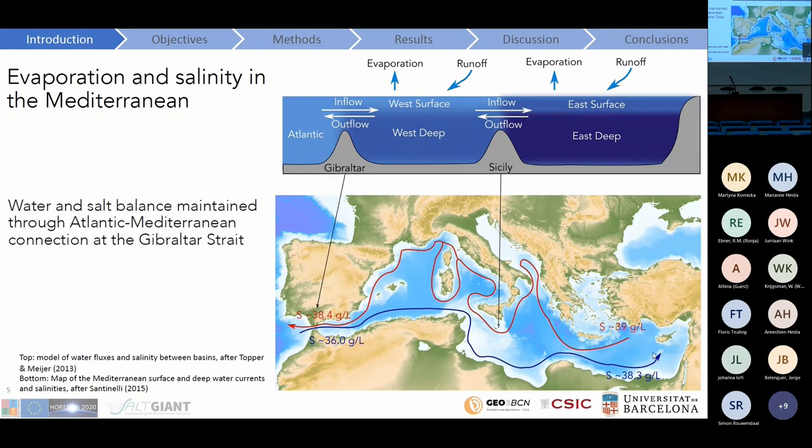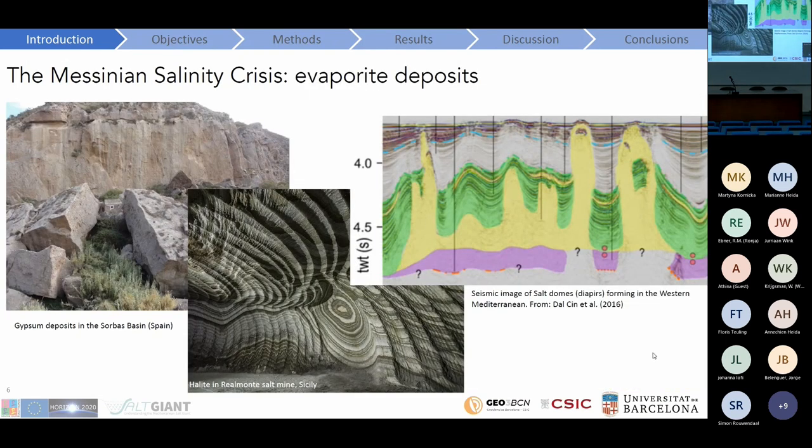So what we know is that if we block the outflow or the inflow at the Gibraltar Strait, the Mediterranean basin would be in a hydrological crisis. The evidence for the Messinian Salinity Crisis has already been described many, many decades ago, well over 50 years, where we have, for example, evaporite deposits like these gypsum deposits in the south of Spain, or halite that is still being mined in Sicily. This is found in the onshore basins, but also from seismic reflection studies, we know that we have a large presence of evaporites in the Mediterranean subsurface in the deep basin.